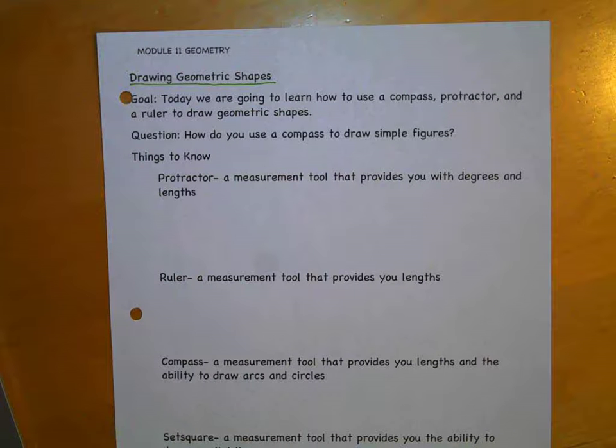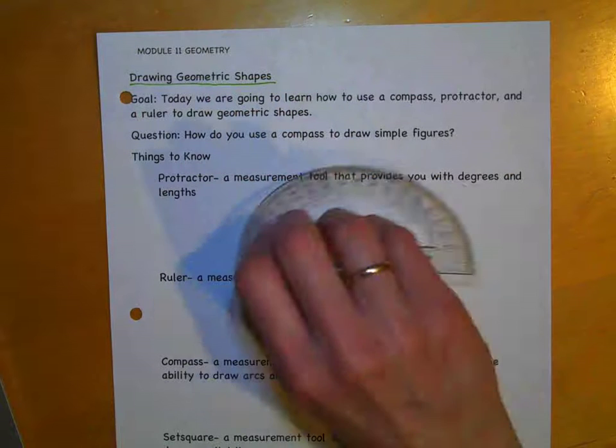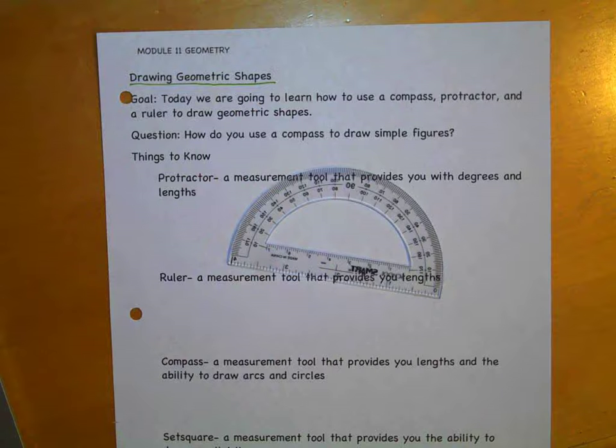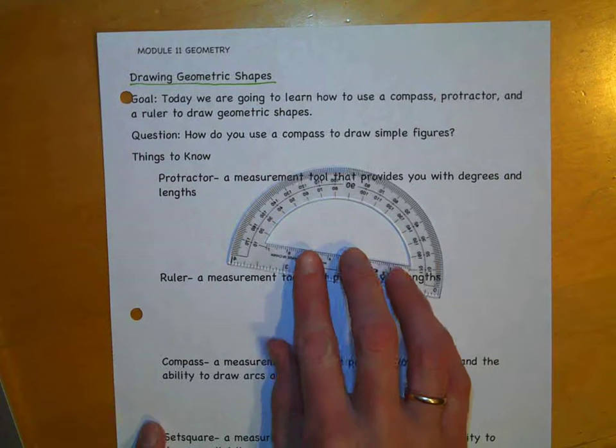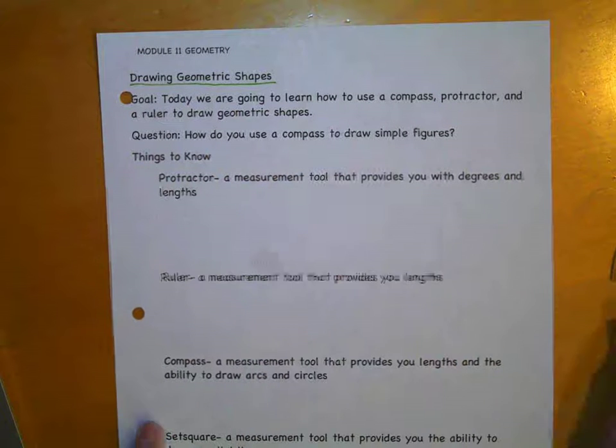Some things to know that are kind of important are called vocabulary words, and they are the protractor, the ruler, the compass, and the set square. A protractor is a measurement tool that provides you with degrees and lengths. This right here is a protractor. Many of you have seen them, probably played with them, but maybe didn't know exactly how to use them. So I am going to be teaching you how to do that.